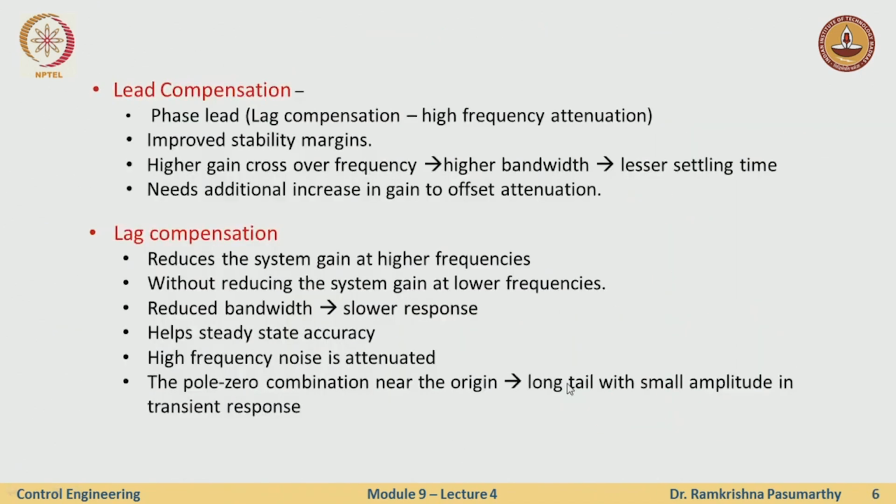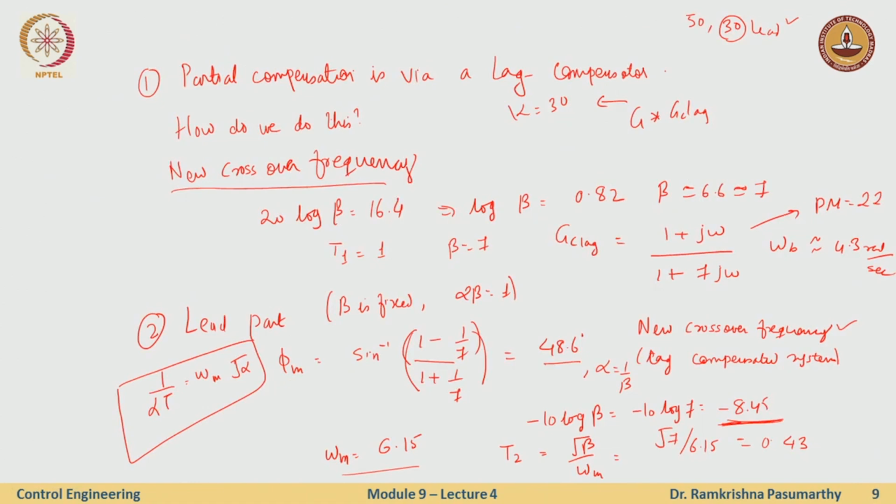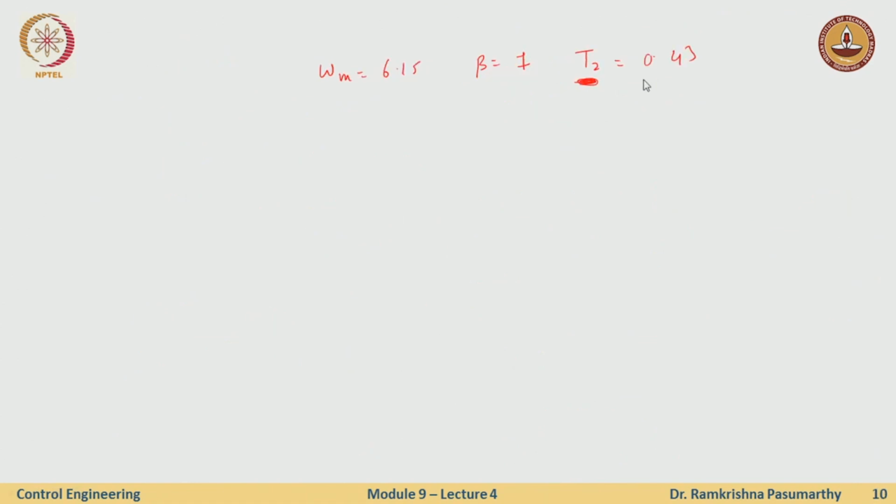So now I am actually going to find out what T2 is, and by doing all this process I get T2 to be 0.43, which gives my G lead, or if I call it GC lead, to be of the form (0.43s + j omega + 1) over (0.0614 j omega + 1). Let us see how the overall compensation now looks.